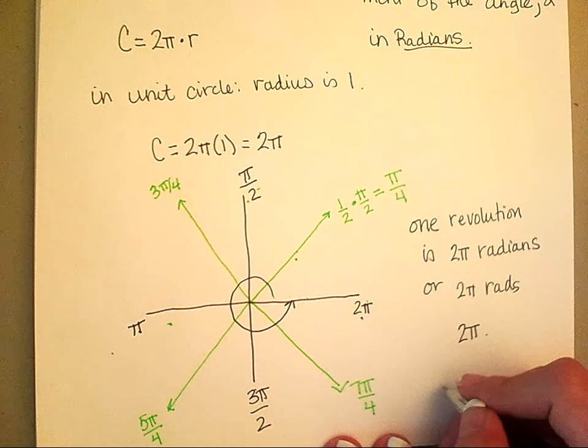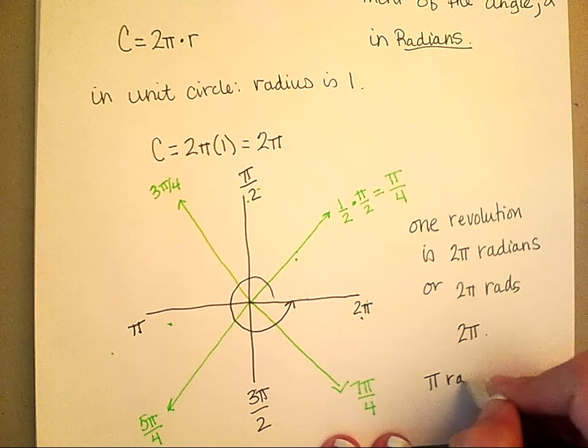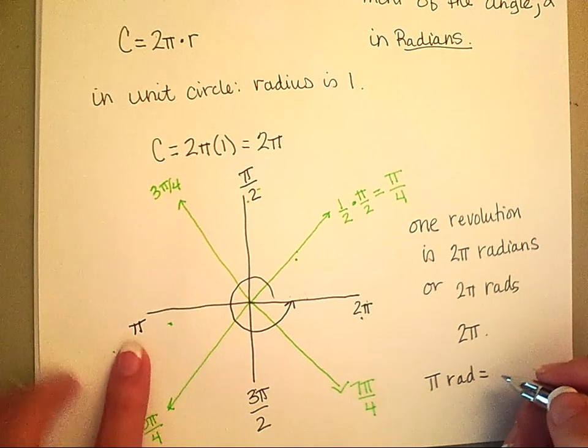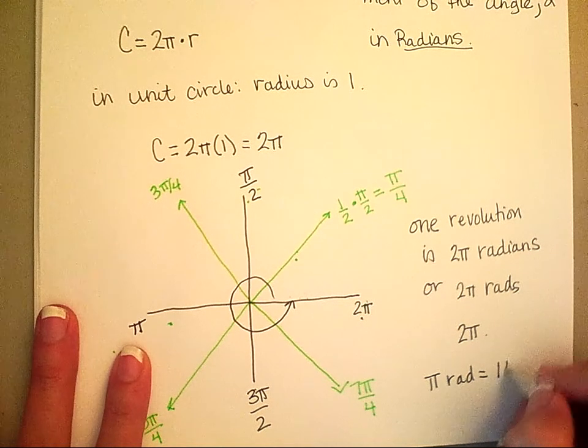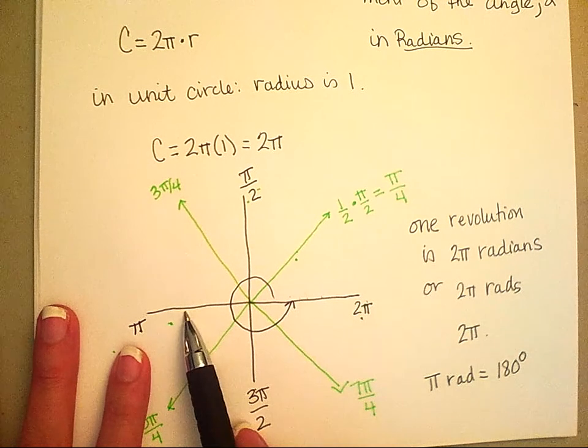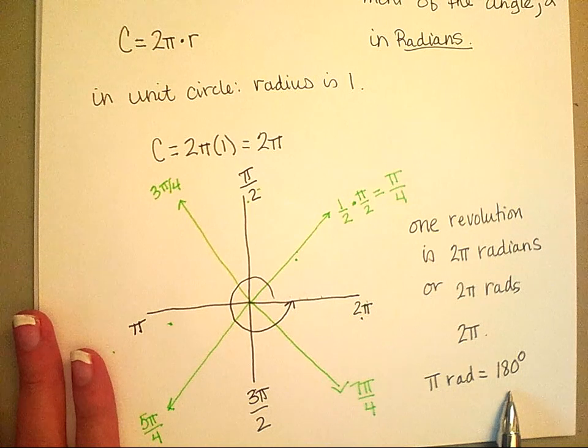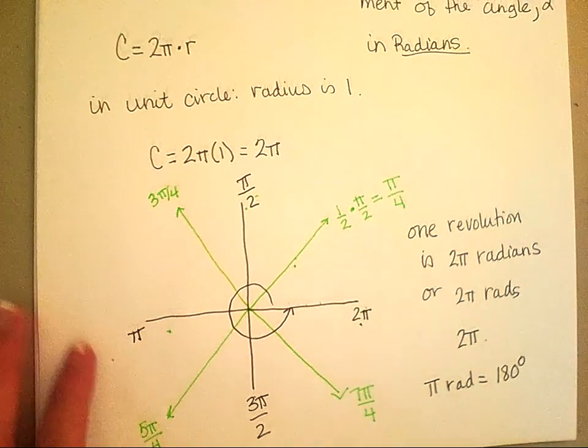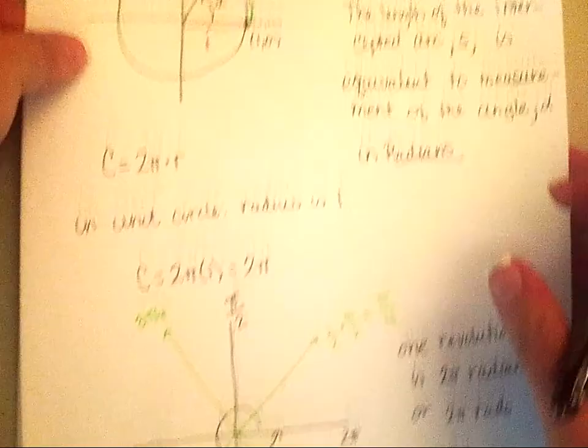Well, what do we know for sure then? We know then that pi radians, well, that's equivalent to 180 degrees. So if I go pi radians, I've gone 180 degrees. And we're going to use that to help us convert between radians and degrees.